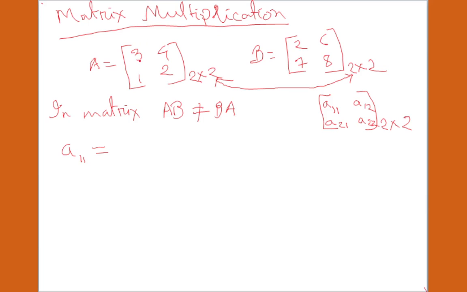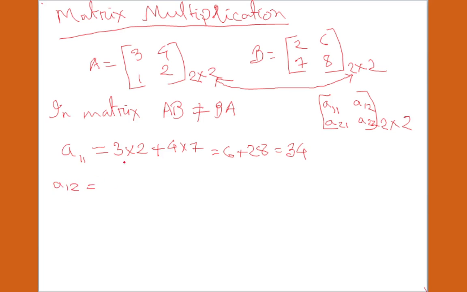See, 3 is the first element, here 2 is the first element. So it will be 3 into 2 plus 4 into 7. 3 into 2 plus 4 into 7. It will be 6 plus 28, 34. A11.